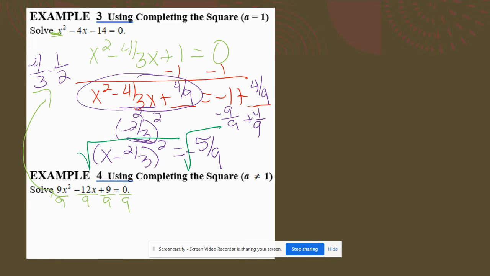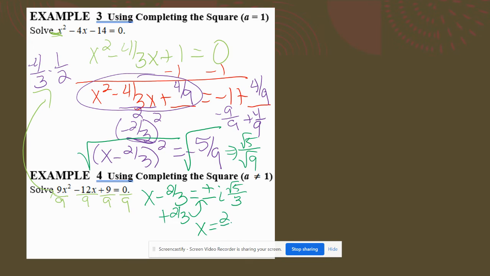Now we can get the square taken care of by square rooting. That gives us x minus 2 thirds is equal to plus or minus, so we take out the negative with an i. And then we say, well, that's the square root of 5 over the square root of 9. I can't take a square root of 5, but the square root of 9 is 3. And then our last step is to add 2 thirds over. So x equals 2 thirds plus or minus i square root of 5 over 3. And that would be our final answer.